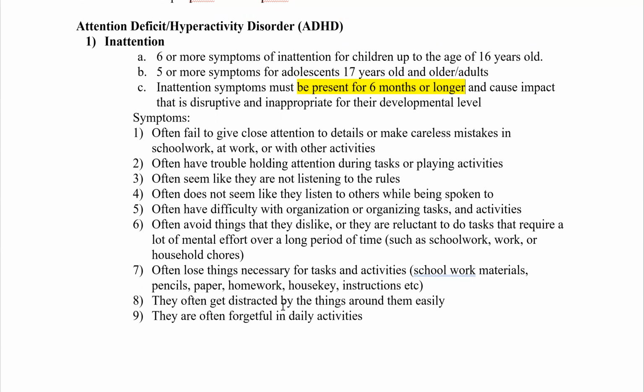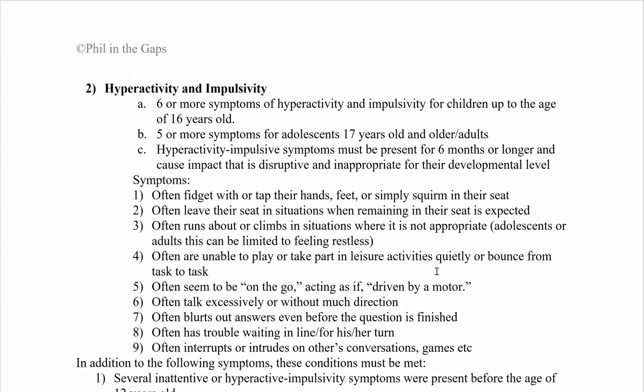Let's go to the other side of the river of hyperactivity and impulsivity. And the criteria amount remains the same. So they need to have 6 or more symptoms of hyperactivity and impulsivity for children up to the age of 16 years old or 16 years and younger. And then 5 or more symptoms for adolescents 17 years and older or adults. And the hyperactivity and impulsivity symptoms must be present for 6 months or longer.